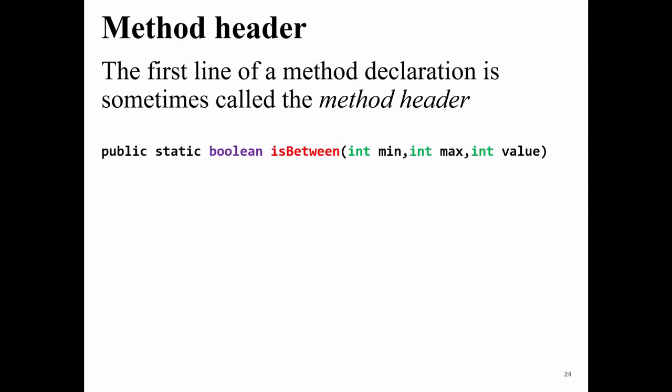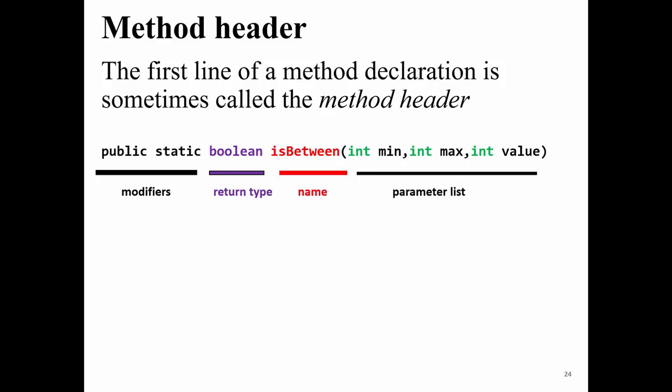Now, one of the things that we have to discuss is the header of the method. As you can see, this is the header of the method. This is a complete header. It starts with a qualifier, public, static, then return type boolean. This is the modifiers, this is the return type, this is the name of the method, and this is the parameter list. This is a complete header. Okay?